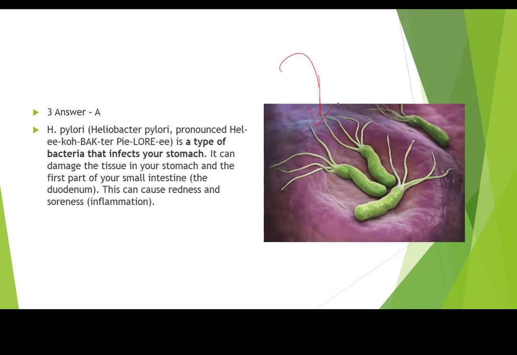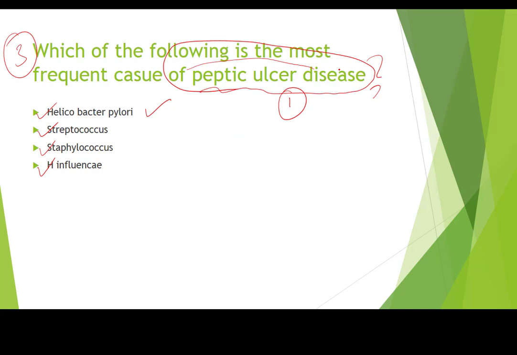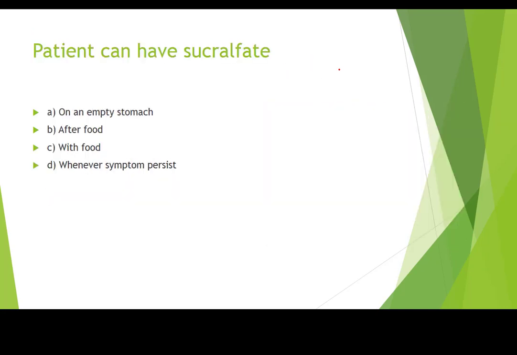Here is an image shown for reference purposes only. It is pronounced Helicobacter pylori. It is a type of bacteria that infects your stomach. It can damage the tissue in your stomach and the first part of your small intestine, which is called the duodenum. This can cause redness and soreness, which is called inflammation. This is the main problem with peptic ulcer disease.